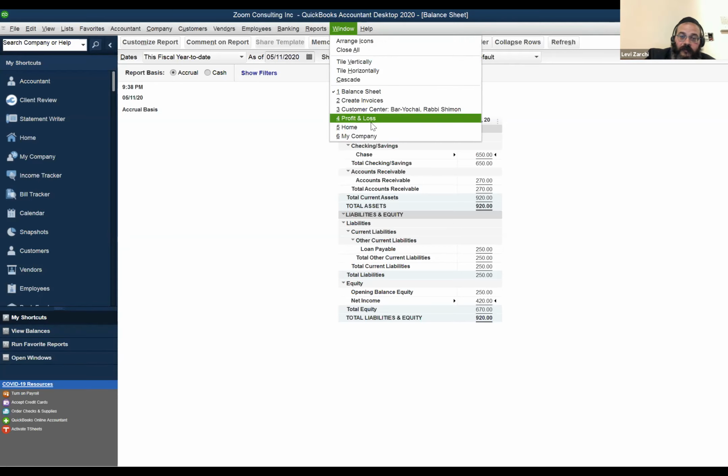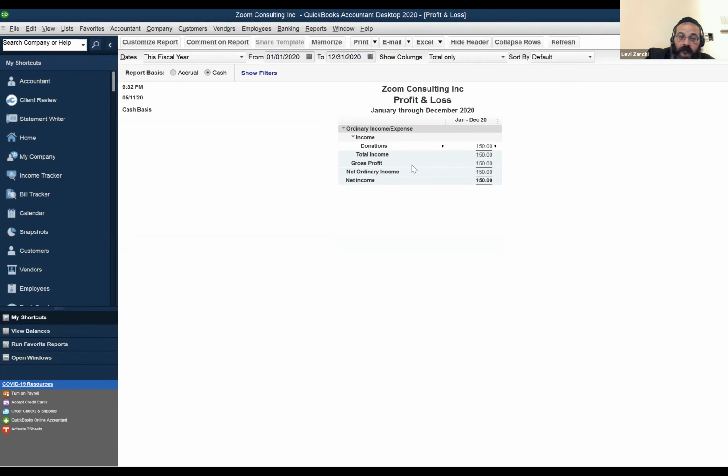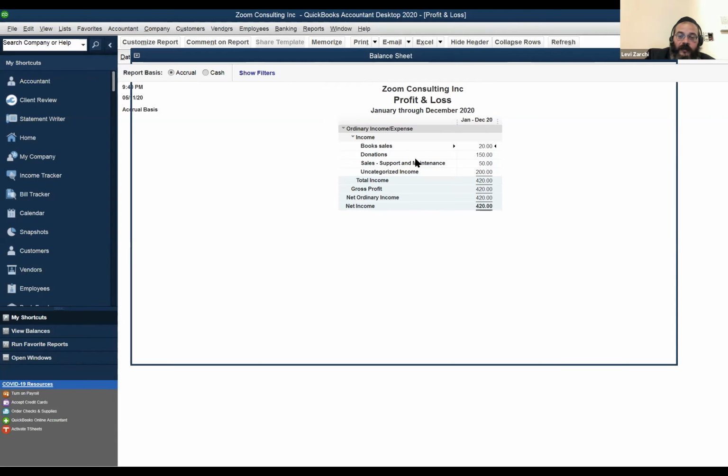Here's profit and loss. Why does it show 150 here? Because I'm at the cash level. I'm going to try to stick to cash for a while. The reason I went to accrual is because we just did invoices and I had to go there. But here you have accrual. We have income of 420. That is the profit and loss. And this all affects the owner's equity section in the balance sheet.